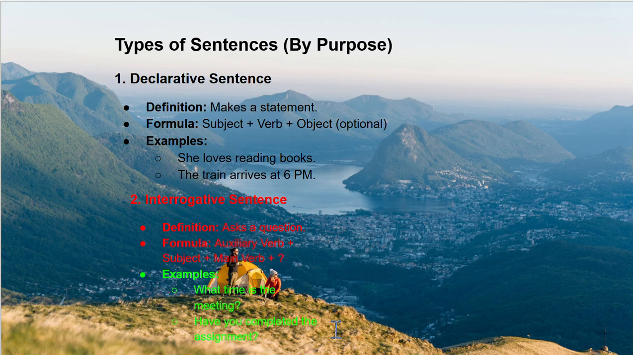Interrogative sentence. The definition: those sentences that ask a question are called interrogative sentences. The formula: auxiliary verb plus subject plus main verb plus question mark. Examples: what time is it? What time is the meeting? Have you completed the assignment? Here the question mark is a must. If you don't put a question mark, your sentence will be wrong.